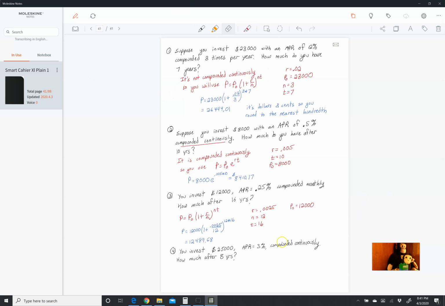So in this case, we see compounded continuously. That's the word that will be used. So we're going to be using P equals P0 e to the rt. Our r is 0.03. Our t here is 8. And our P0 is 25,000. So we just plug and chug.